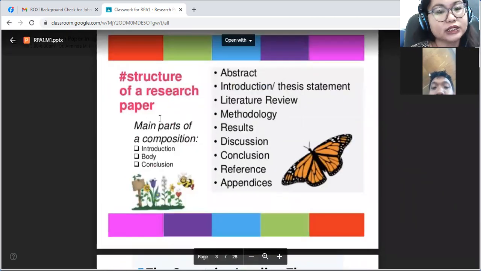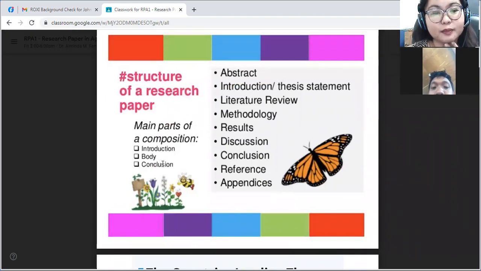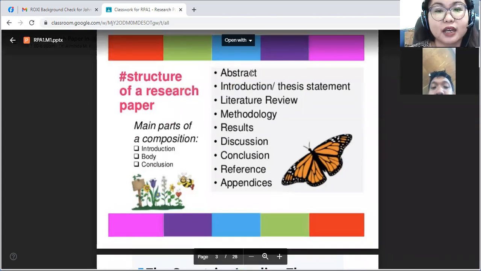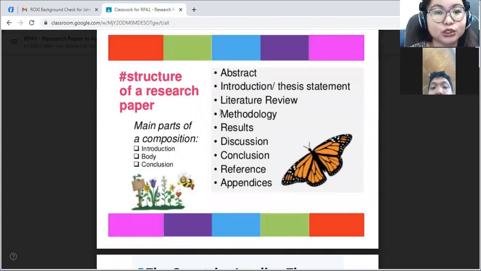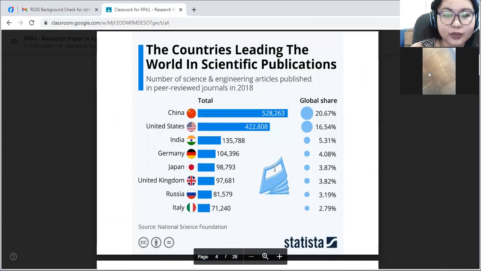The structure of a research paper actually has three main composition: the introduction, the body, and the conclusion. But these are all the important parts: the abstract, the introduction or thesis statement, literature review or review of literature, methodology, results and discussion, conclusion, and of course references and some important details in the appendices. Each of these will be discussed in the next module. And why do we have to do research?